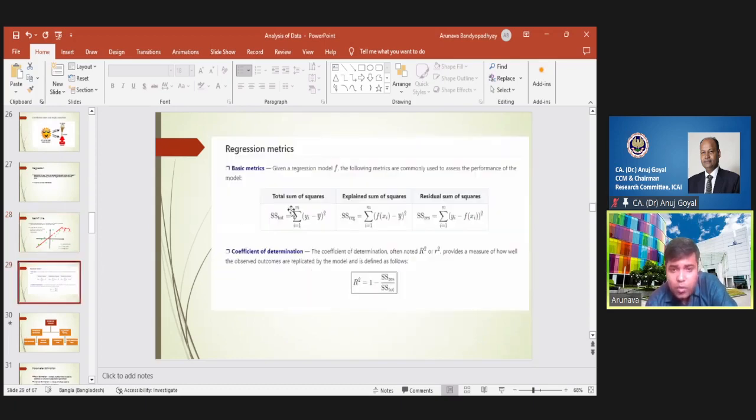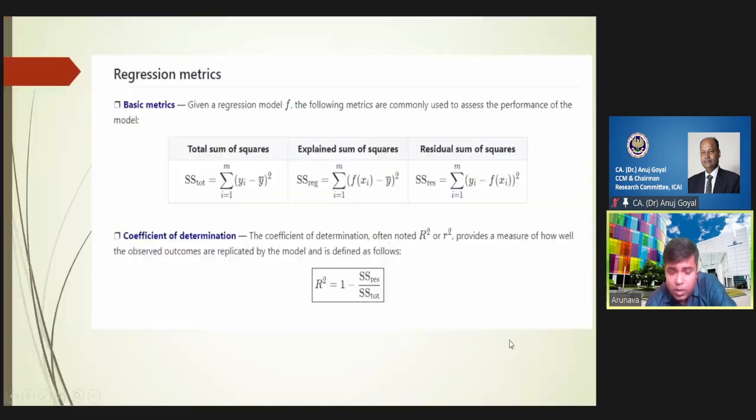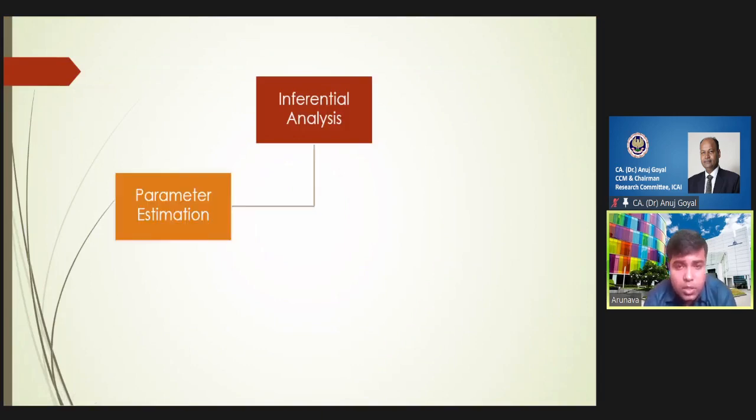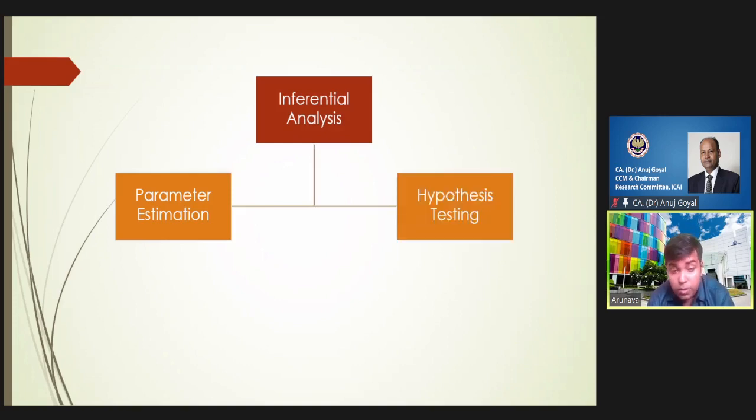Using that, we can calculate the sum of squares, how much is explained and how much is residual, and based on that, we can find the coefficient of determination, that is, how well the observed outcomes are replicated by the model. Is the outcome very well replicated by the model or not? So this analysis is done through regression. We will delve more into regression, but before that, I will quickly go into inferential analysis, and that will also support my discussion on regression.